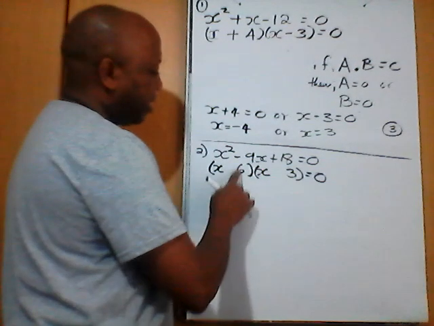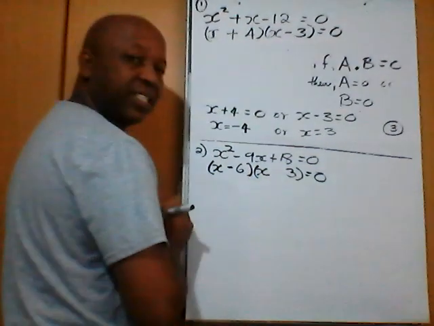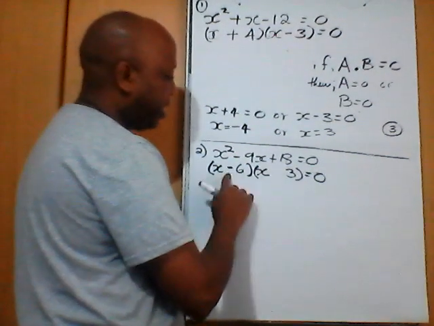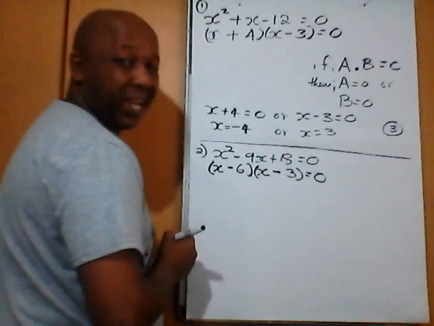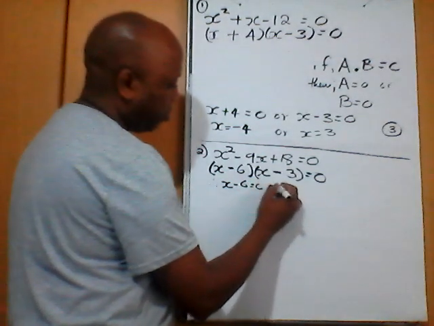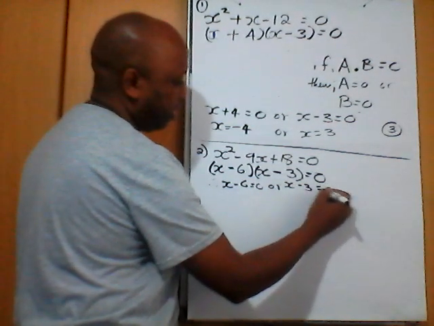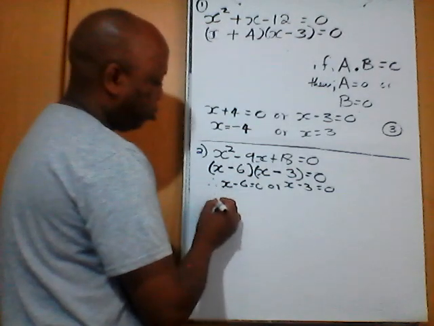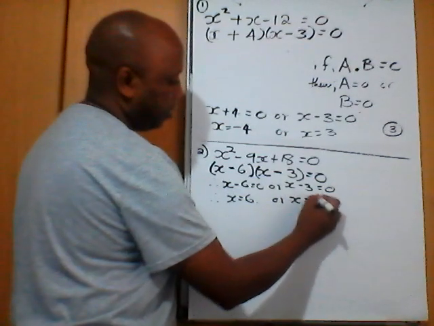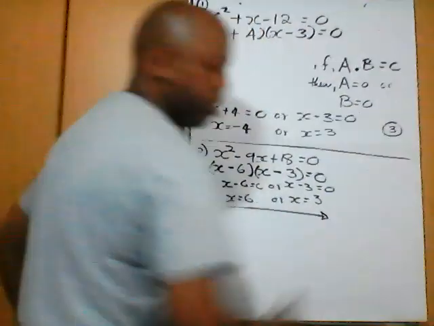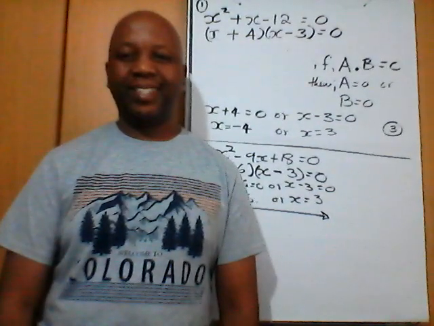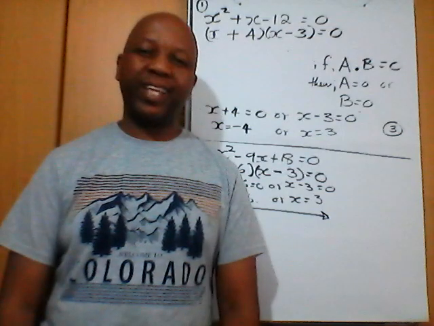The bigger factor must take the sign of the middle term. That's going to be a minus 6. If the last number is a positive, both signs must be the same. That's going to be a minus as well. Therefore, either x minus 6 is equals to 0 or x minus 3 is equals to 0. So x is equals to 6 or x is equals to 3. Whopper. Okay, that took me 2 minutes and 9 seconds.